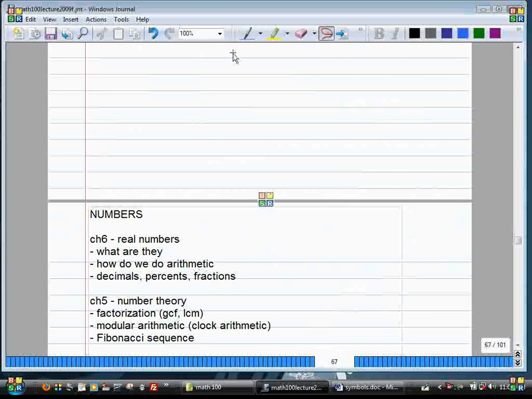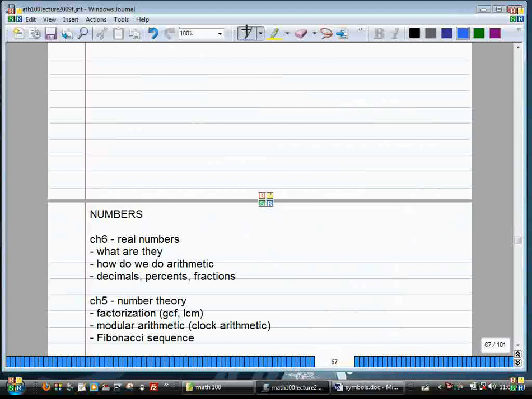So this is the part of numbers and arithmetic that we're sort of used to and should be relatively straightforward. Then after that, we're going to do some topics from number theory. So this is sort of a more sophisticated discussion and analysis of numbers and what numbers are and how they interact. So we're going to talk about things like factorization. So you may remember things like a GCF, greatest common factor, LCM, least common multiple. Talk about things like that.